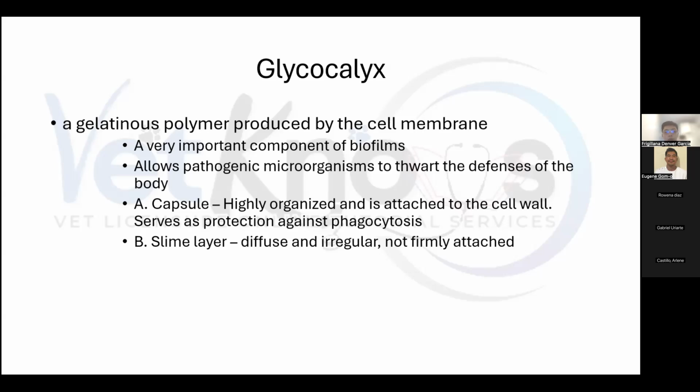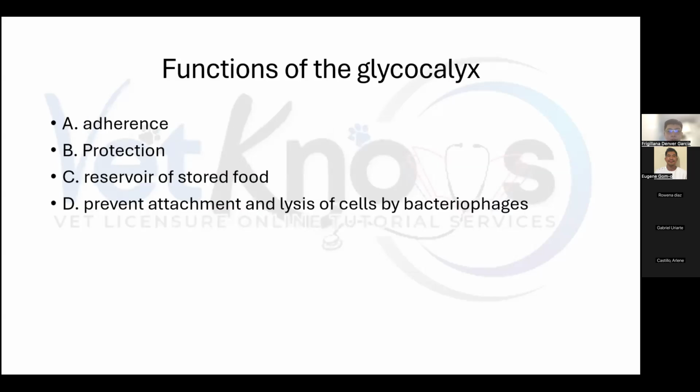So, we have two types, a capsule and slime layer. Capsule is highly organized and dense siya. Yung arrangement nila would be tight as compared to the slime layer na irregular siya and hindi masyadong makapal yung arrangement. Slime layer, ano siya? These are found sa plaque, sa ngipin. Yung namumuo dyan kapag hindi natin nalilinis. Those are slime layers. Okay, what are the functions of the glycocalyx? First and foremost, for bacterial adherence to host surfaces. They may also serve as protection from desiccation as well as phagocytosis.